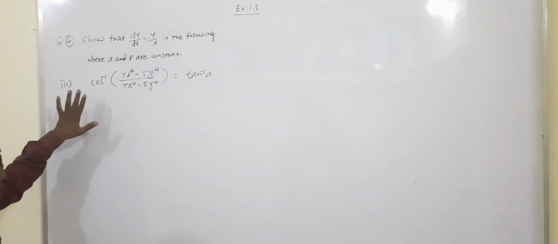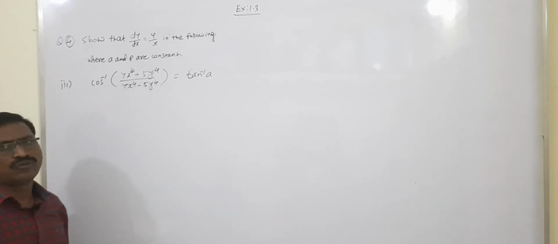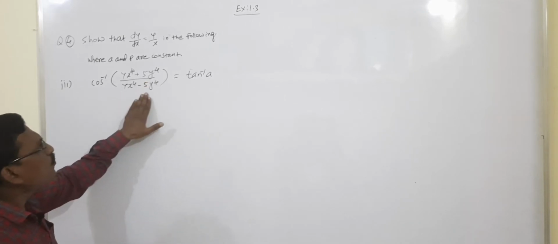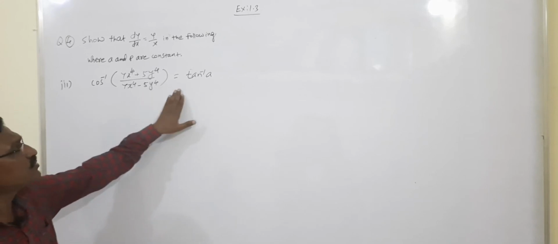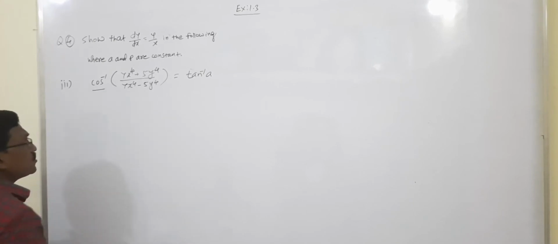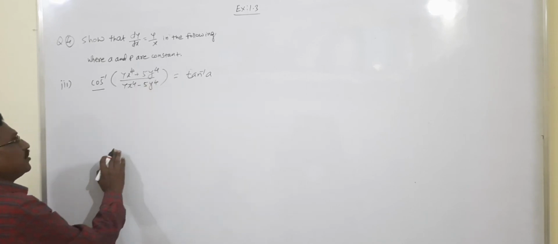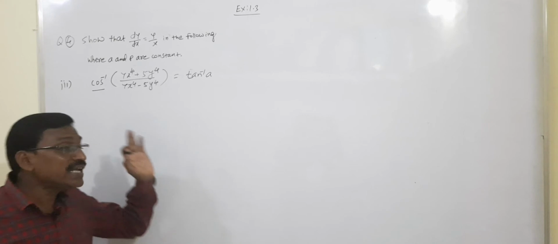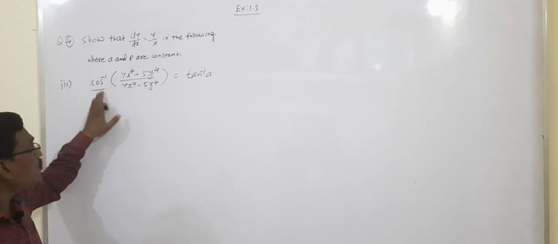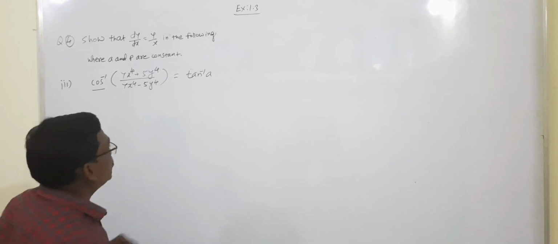Now take this next: cos inverse of (7x^4 + 5y^4)/(7x^4 - 5y^4) is equal to tan inverse of a. Now we take this cos inverse to the right hand side, then it becomes cos only, because in the previous example we took sec to the right hand side, it became sec inverse, but here it is cos inverse. That's why when we take it to the right hand side, it is cos only.